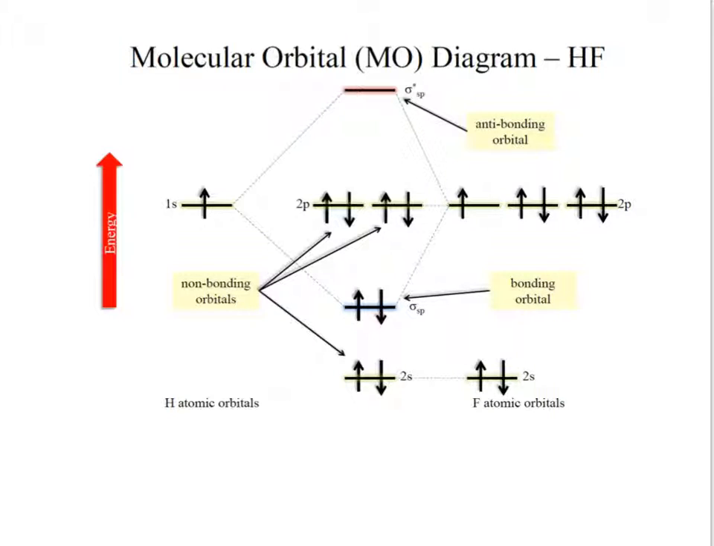Okay, here's one for HF. So hydrogen, this is hydrogen. This is what he's contributing to the bond. Here's fluorine and all its valence electrons. That's what it's bringing to the table.